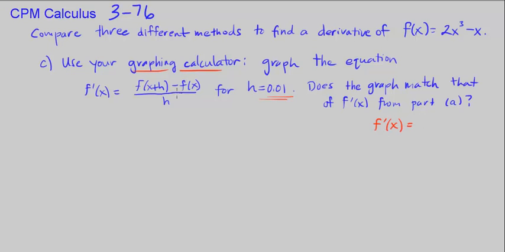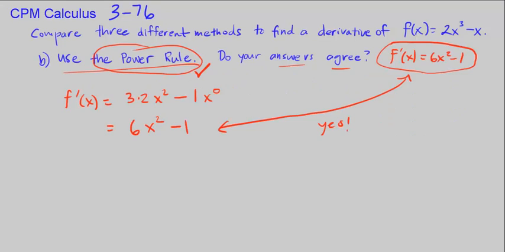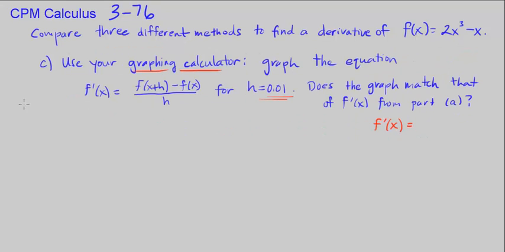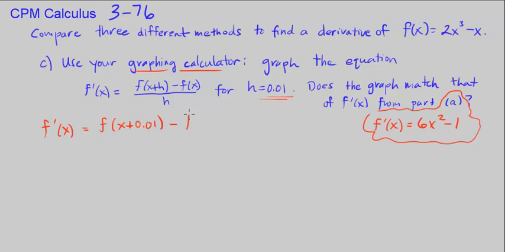Remember that was, do you remember what it was? Just look here, we had 6x squared minus 1. So that's 6x squared minus 1 from part A. I'm just going to write that over here, right? Okay, so when we graph this, well, what is this going to be? So we're going to plug in h equals 0.01. So that's f of x plus 0.01 minus f of x divided by 0.01, right?